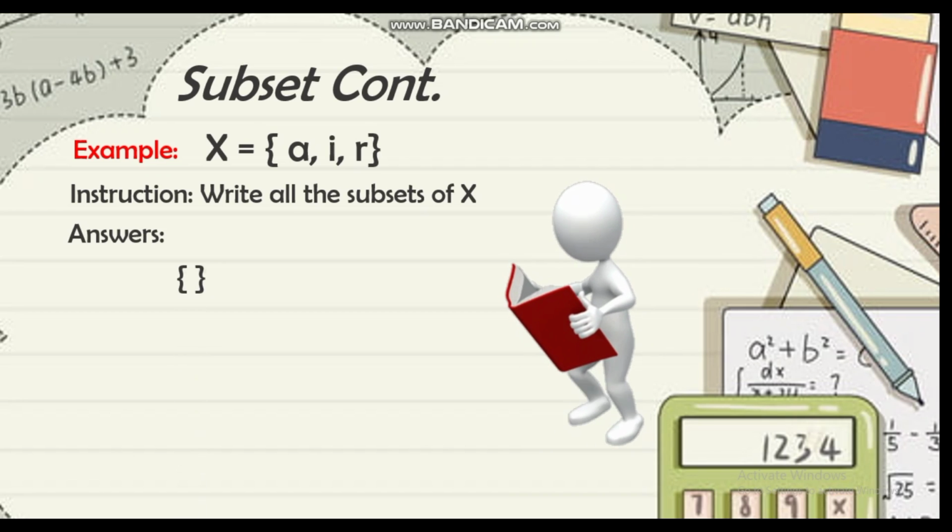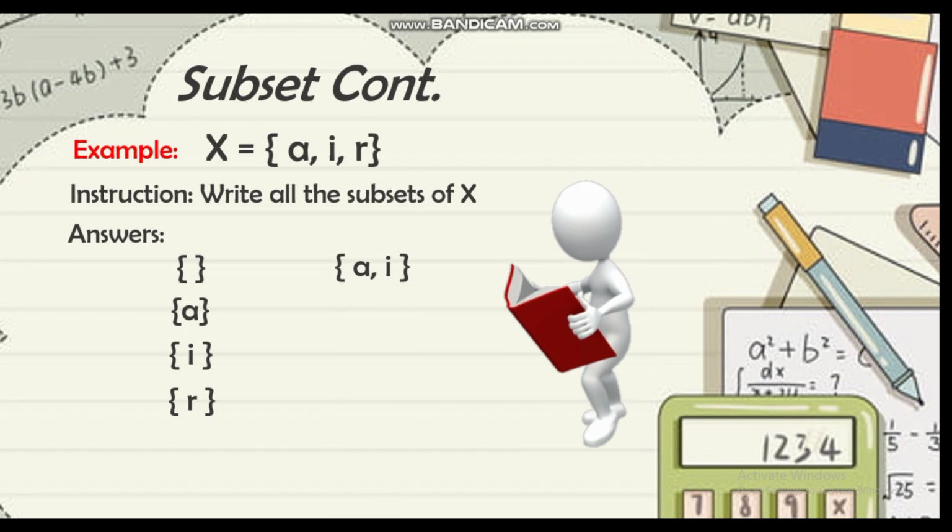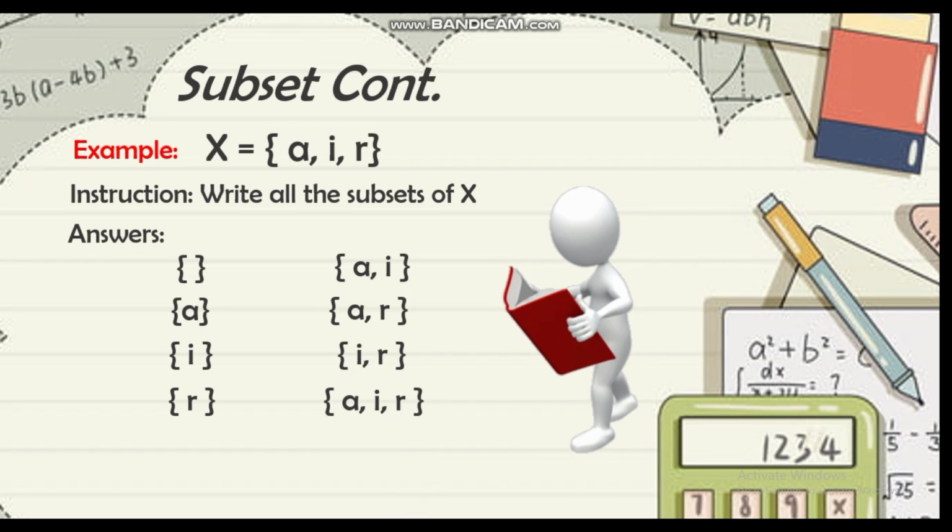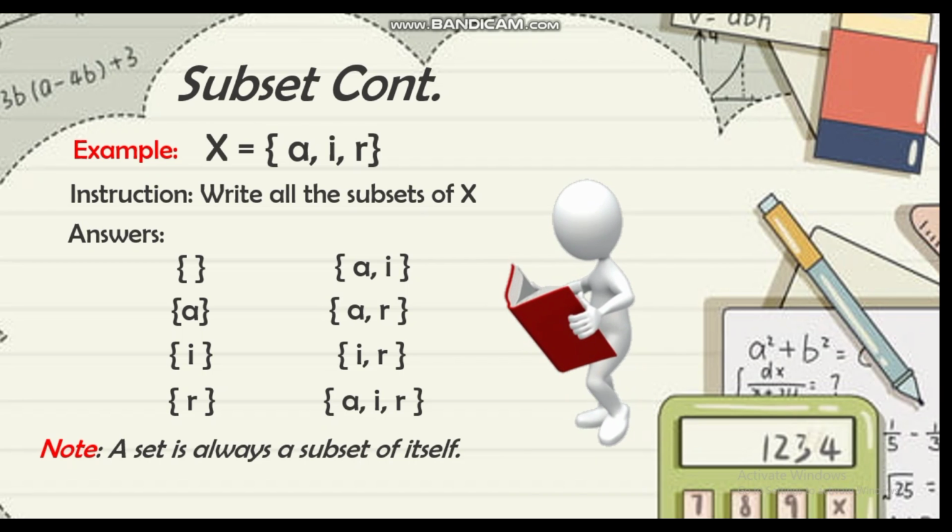Okay, so we have the following subsets. First, we have an empty set. Then we have a set with A, a set with I, a set nga R lang ang sulod, a set nga AI, set nga AR, IR, and of course, the set itself, which is A, I, and R. Ingon ana ang makita nako dapat nga answer kung moingon ko nga write all the subsets of the set. So nana po tayo reminder: a set is always a subset of itself.